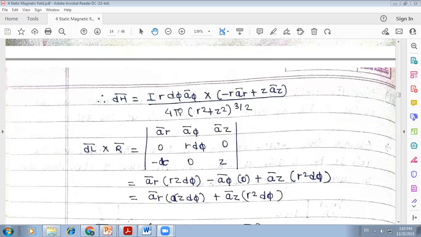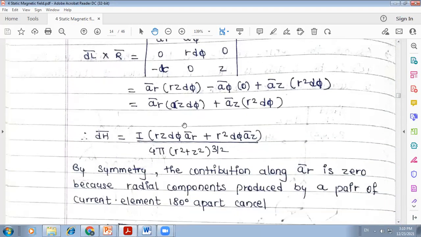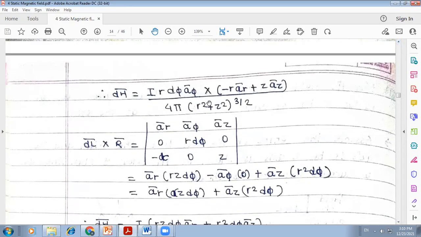Okay, so A bar phi cross A bar R is, sorry, it is minus A bar Z. Again one minus sign is there. So what will the term become? It is I plus I R square d phi into unit vector A bar Z. Here I is taken common, so it is R square d phi A bar Z. This is the answer of the first term. Similarly you can find the second term.